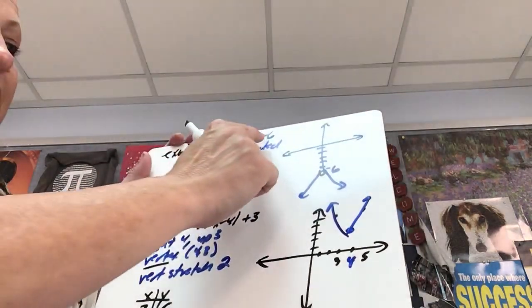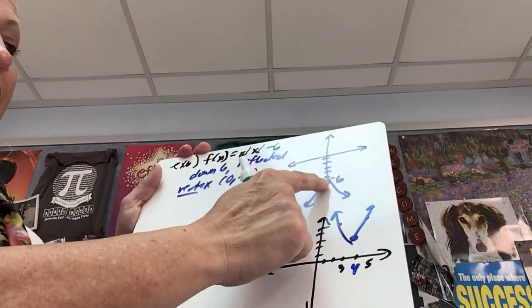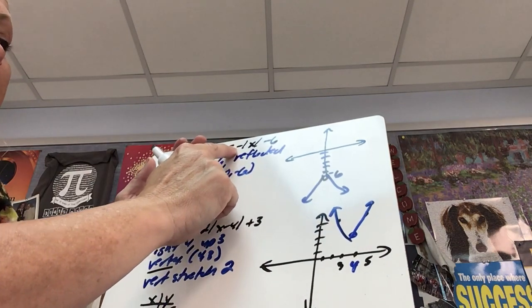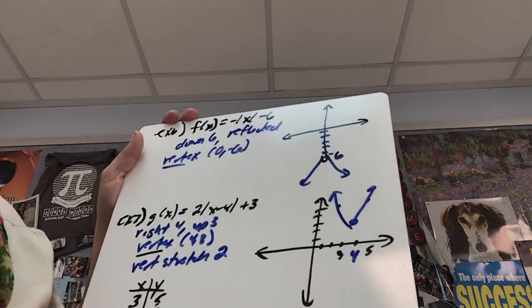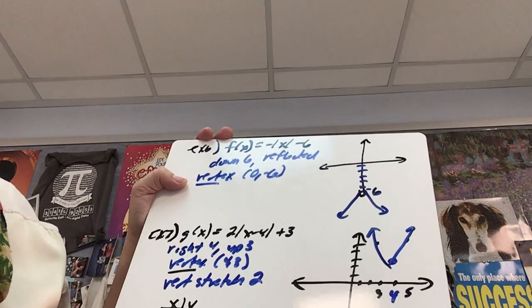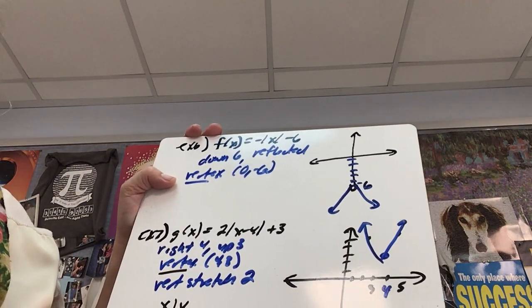All right, down 6. This is going to be moved down 6. The negative on the outside means it's going to be reflected or flipped upside down. So the vertex is 0, -6.